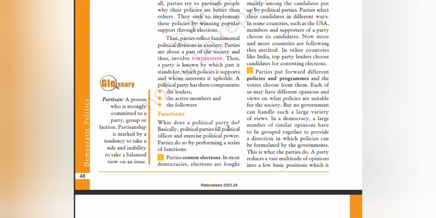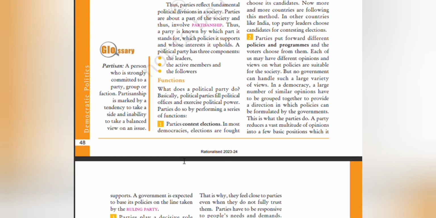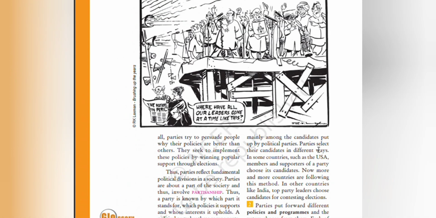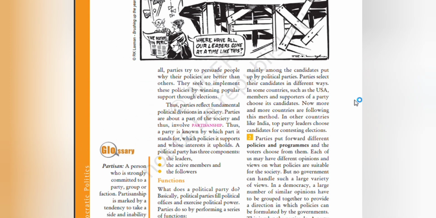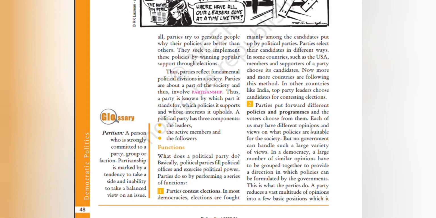Basically, political parties fill political offices and exercise political power. Parties do so by performing a series of functions. Parties contest elections. In most democracies, elections are fought mainly among the candidates put up by political parties. Parties select their candidates in different ways. In some countries, such as the USA, members and supporters of a party choose its candidates. Now, more and more countries are following this method. In other countries, like India, top party leaders choose candidates for contesting elections.